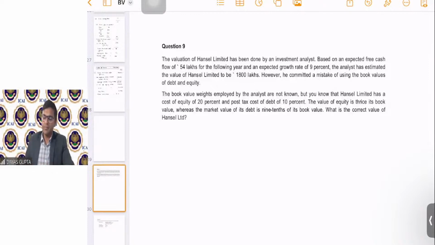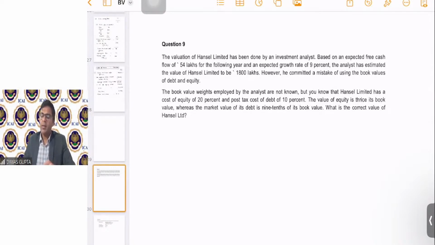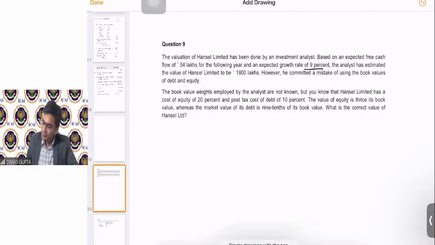Good morning, everyone. So, students, let's start with question number 9. The valuation of Hansel Limited has been done by an investment analyst based on an expected free cash flow of rupees 54 lakhs for the following year and an expected growth rate of 9%.